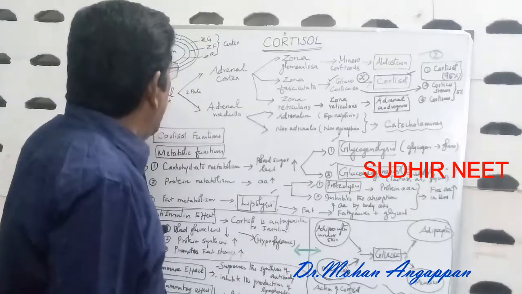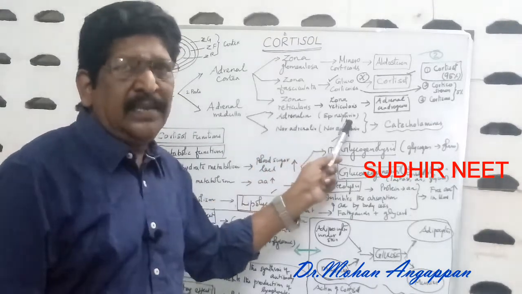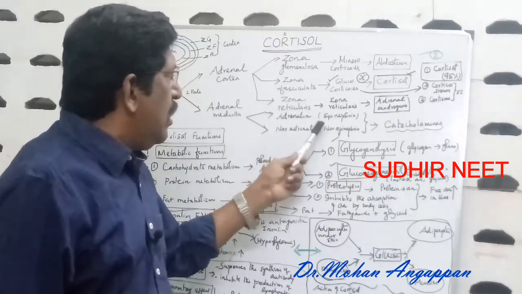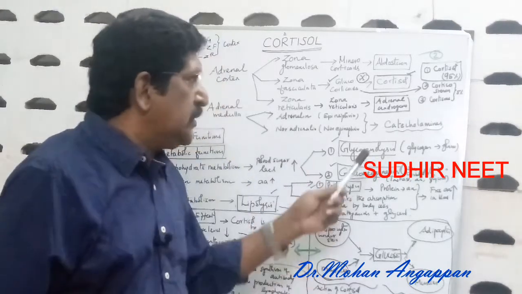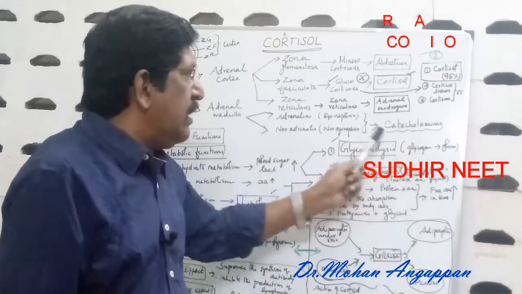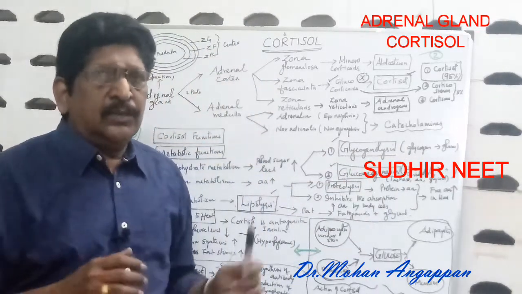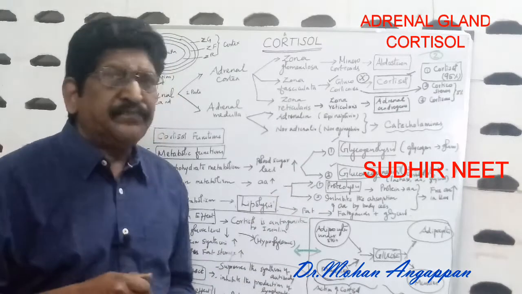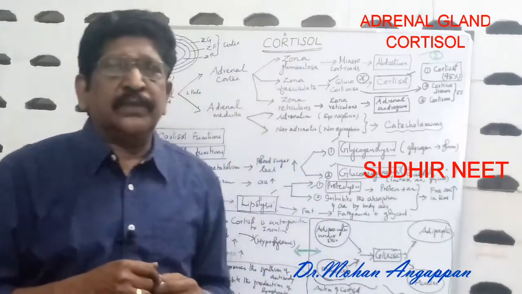And then the inner part, medulla, secretes two hormones: adrenaline, also called epinephrine, and noradrenaline, otherwise called norepinephrine. These two combined are called catecholamines. So these are questions that may be asked in NEET. It's a very important gland, and cortisol is very important, wherein you get more NEET questions.